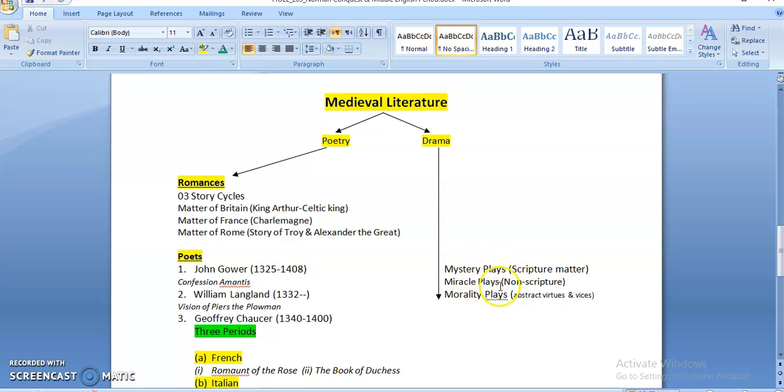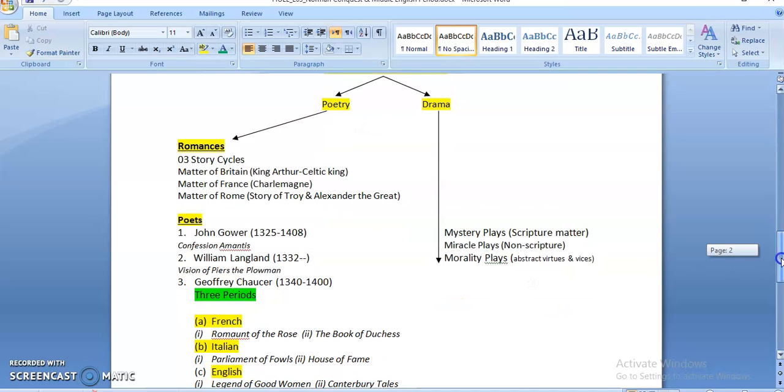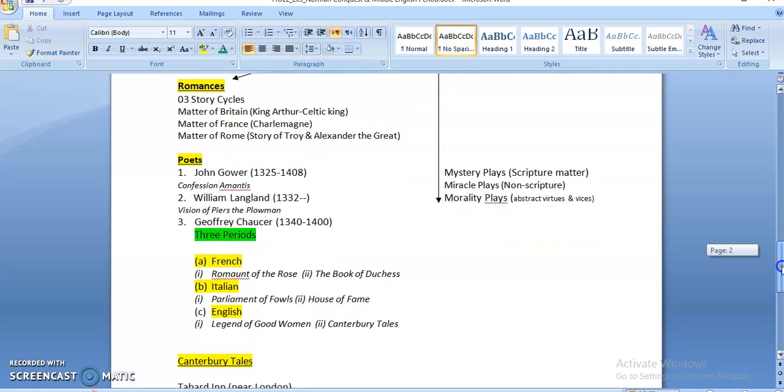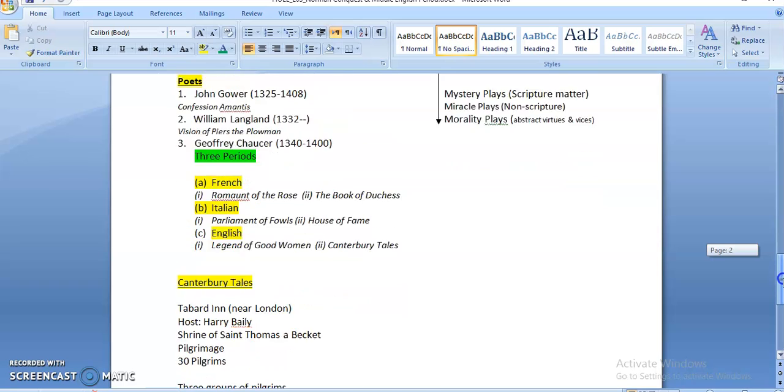Then miracle plays dealt with non-scripture matters like lives of saints. And then morality plays demonstrated abstract virtues and vices. And this was the drama popular in the Middle English period. And there are many people who wrote these plays.